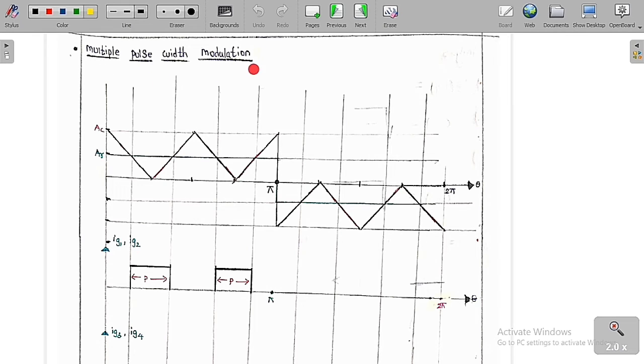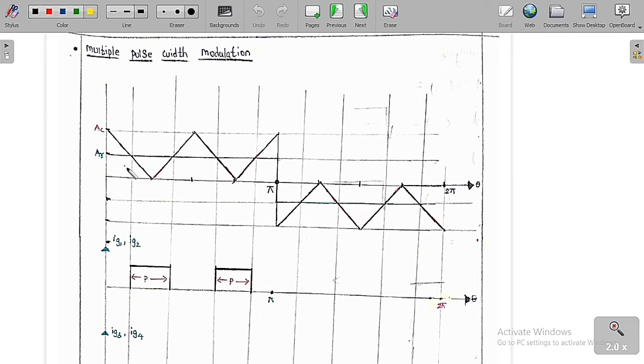In multiple pulse width modulation, as I have already told you, for the reference signal we are going to use the square wave, whereas for the carrier signal we are going to use the triangular waveform. Here you can see clearly that we have increased the frequency of the carrier signal. By increasing the frequency of the carrier signal, we are going to increase the number of pulses in a given half of the time period. So in 0 to pi, we are going to get more pulses.